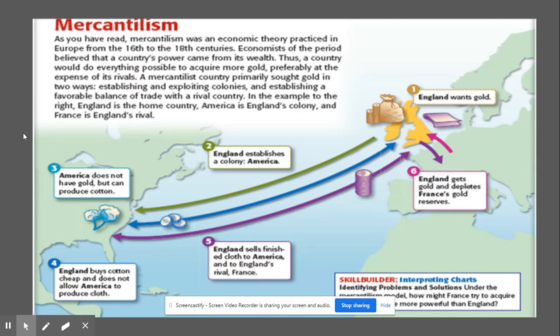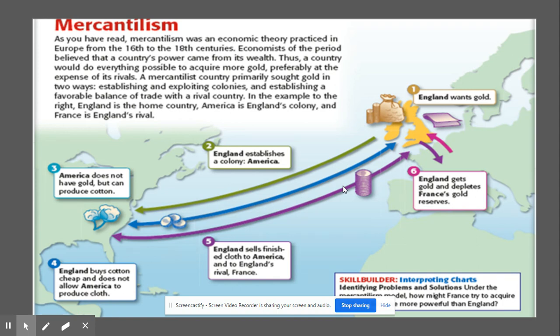So, mercantilism, here's how it works. England, when they first started setting up a lot of their colonies, when they decided, hey, we are going to make the North American colonies ours, not anyone else's but ours, we want gold. So they come here and they say, we're going to establish a colony, let's have gold.